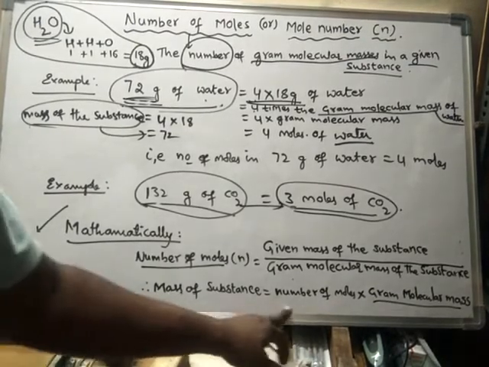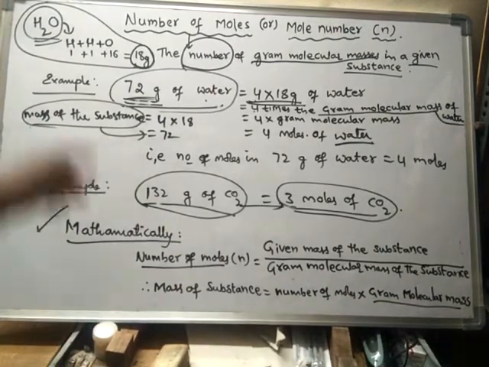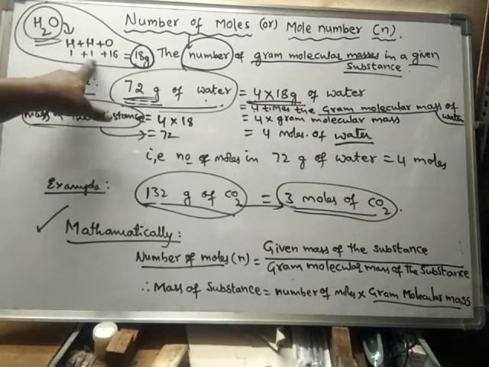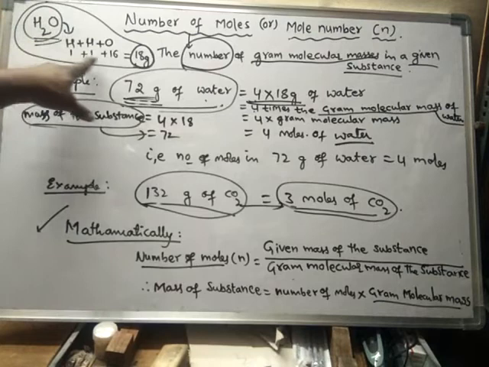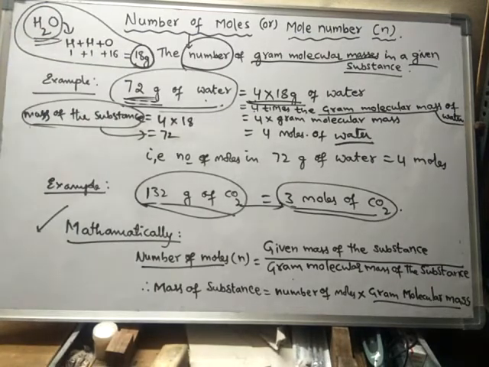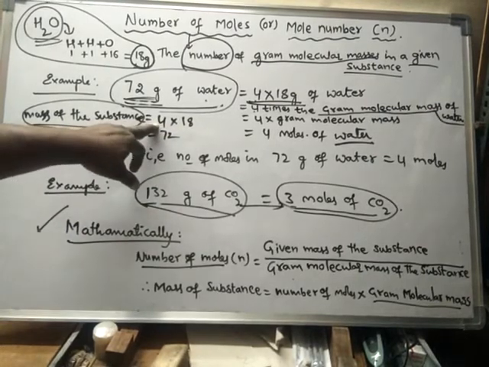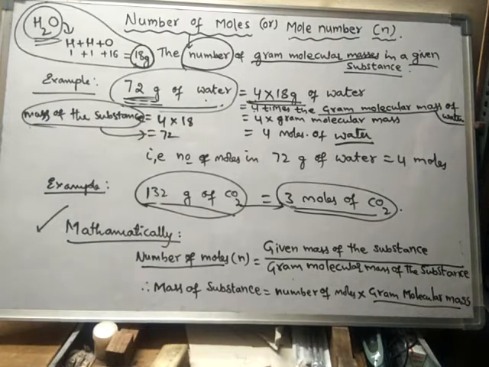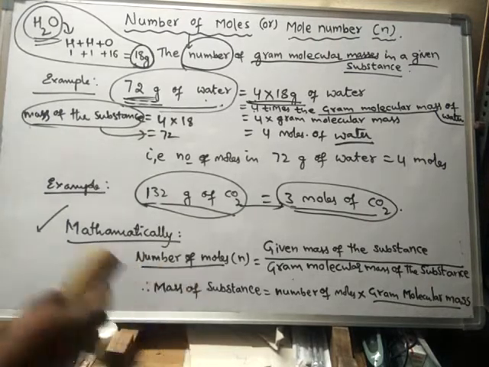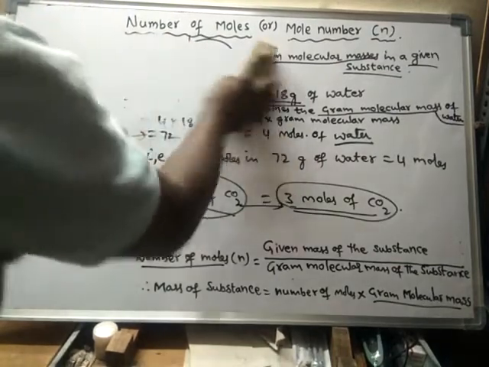Okay, if you know the number of moles. Anyhow, we know the gram molecular mass of any substance simply by adding the atomic masses of all the atoms present in that one molecule of the substance; you will get the gram molecular mass. So with the help of gram molecular mass and the number of moles, we can find the mass of the given substance. Okay, like this, the number of moles can be known.